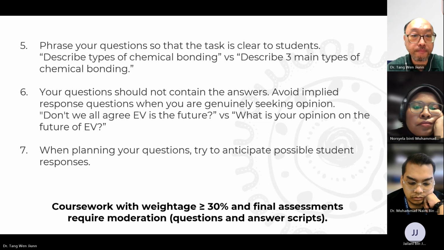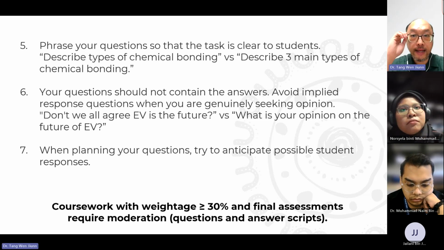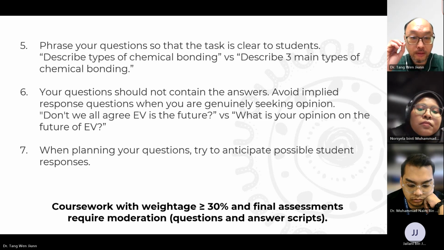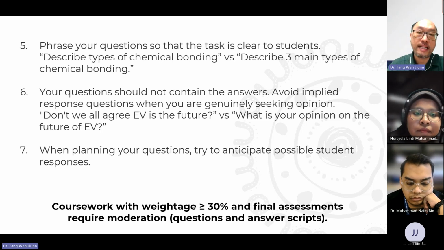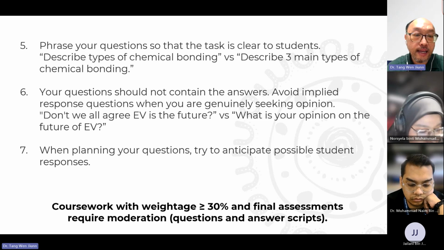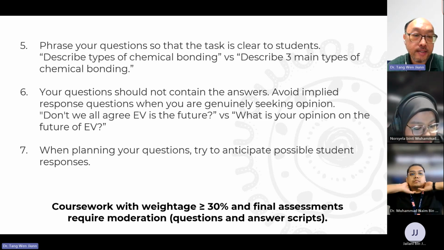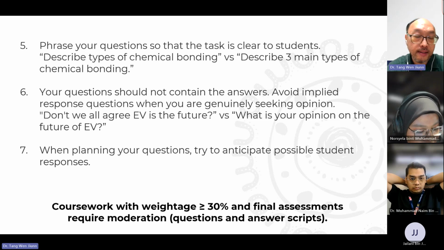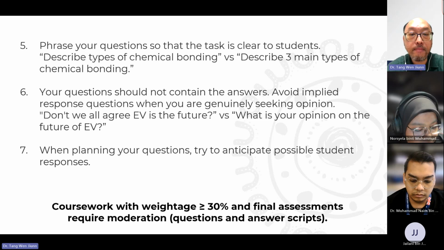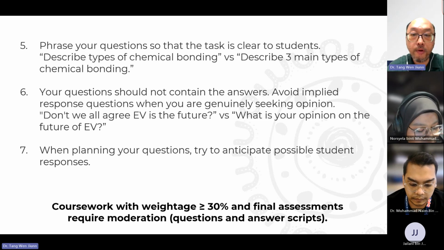And then when you ask the questions, make sure the instruction is clear so that there won't be any misinformation to the students. For example, if you look at the example I give here, the first question is: describe types of chemical bonding. Second question: describe three main types of chemical bondings.